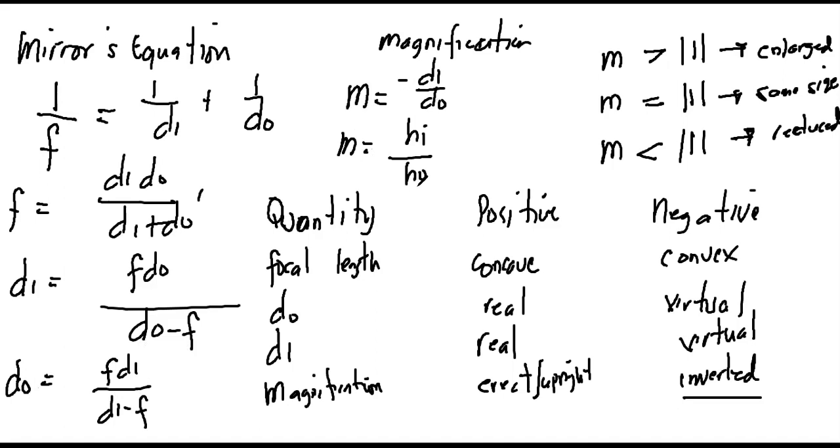In the location, you can have the value of the image. How about the kind of image? How about the size of the image and the position? So we can use the following description. We have the quantity focal length. If the focal length is positive, we're referring to a concave mirror. And if the focal length is negative, we're referring to a convex mirror.